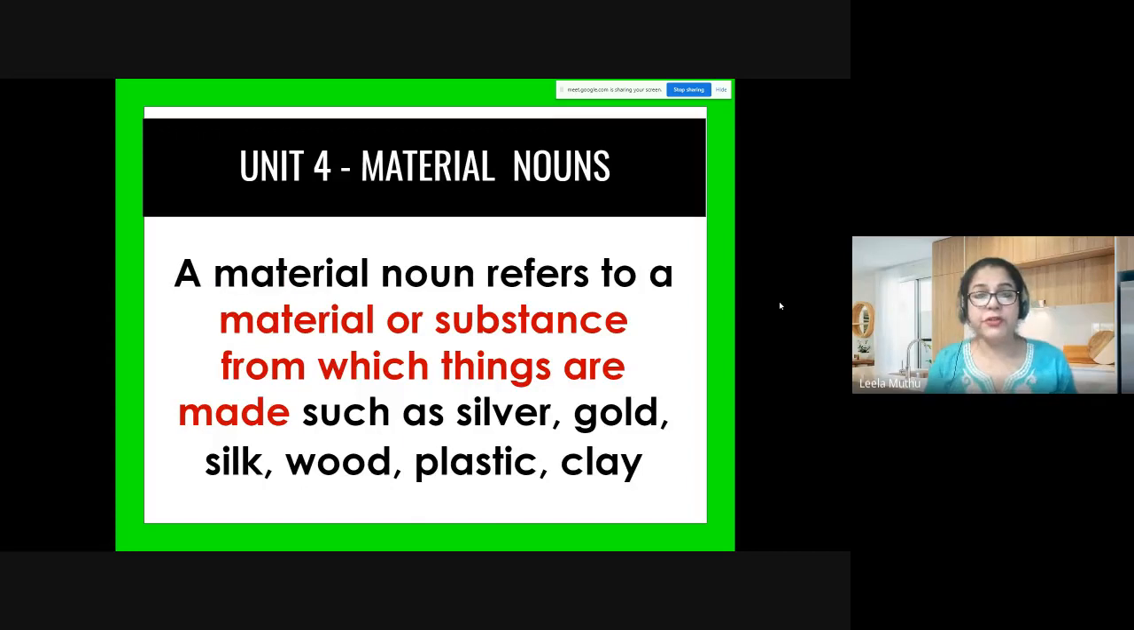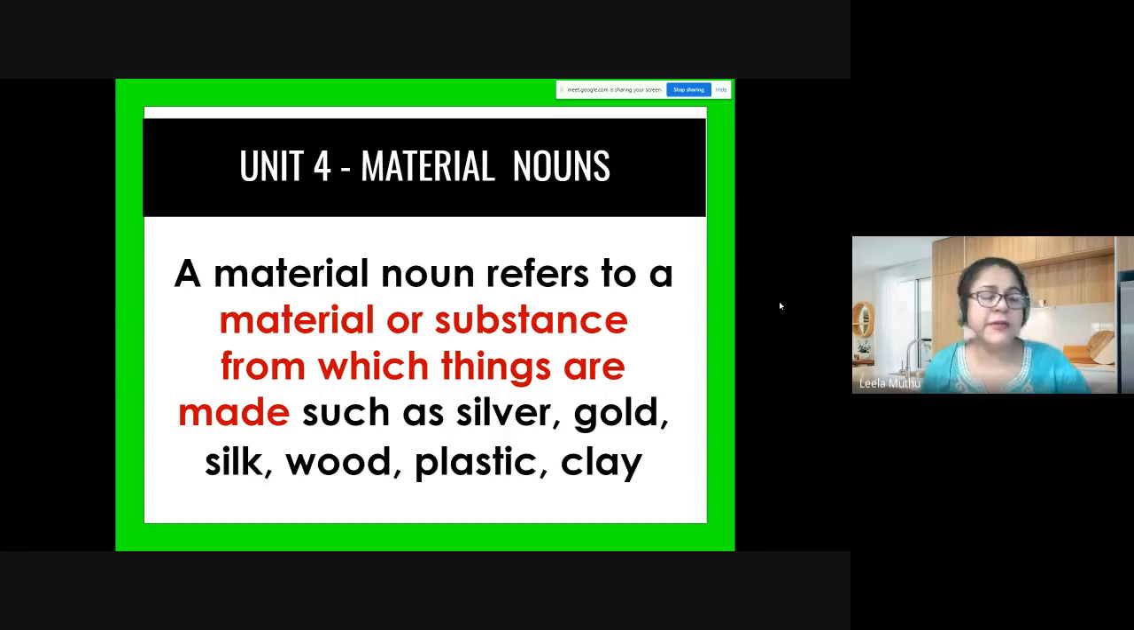So now we're going to go to the next type of noun. We have already learned common nouns. We've learned about proper nouns. We've learned about collective nouns. And now we're going to go to material nouns. Okay. What is material? It's a quality of a substance, or something that something is made of is called a material.